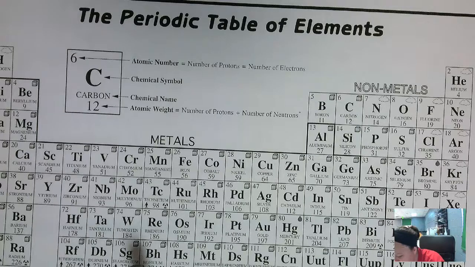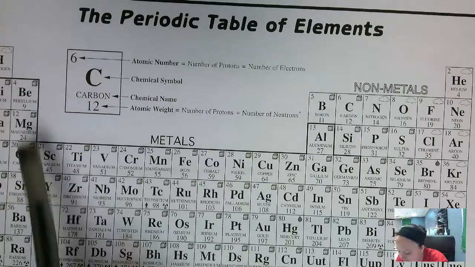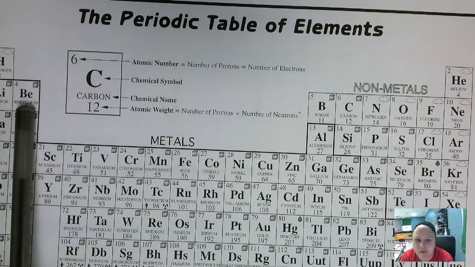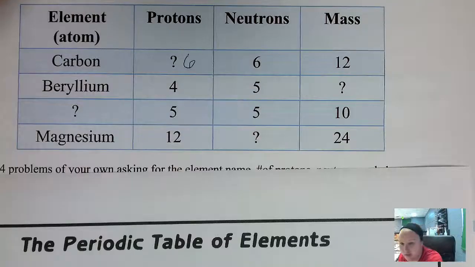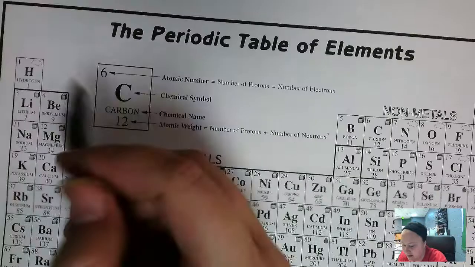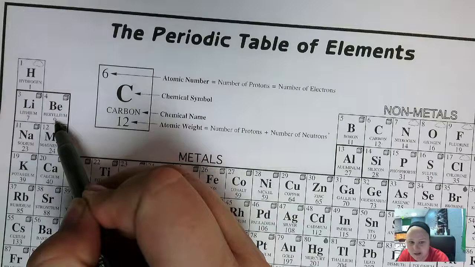So let's look for that element. It's right here at the top. And we are looking for the atomic mass. So the atomic mass is down here at the bottom. It's 9.